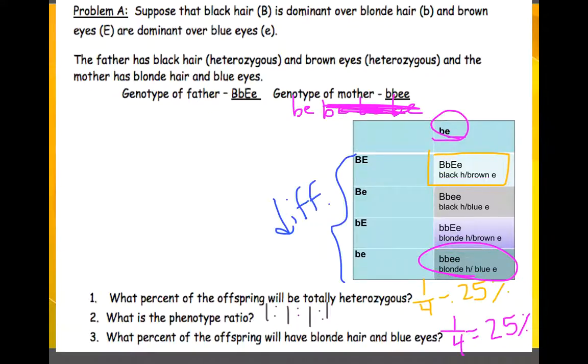Again, I would never count it wrong either way, whether you set up 16 boxes every single time or you just reduce it. I just prefer the reduce method because I think it's easier for me to not make mistakes when I'm adding them up and trying to count the phenotypes.